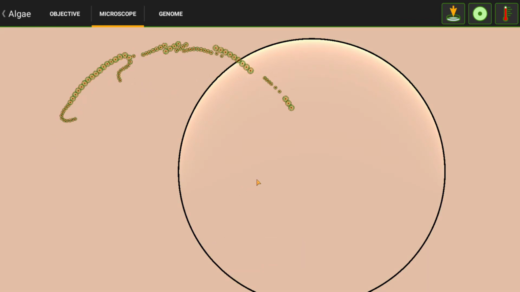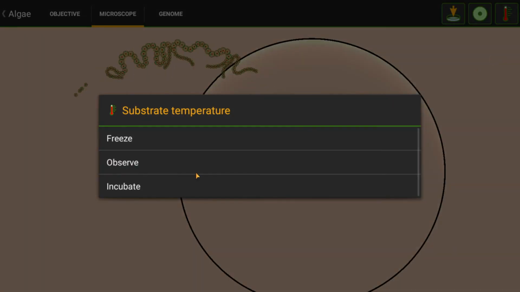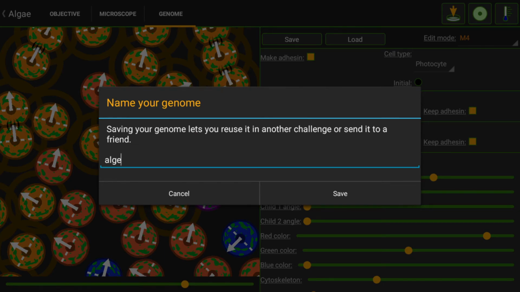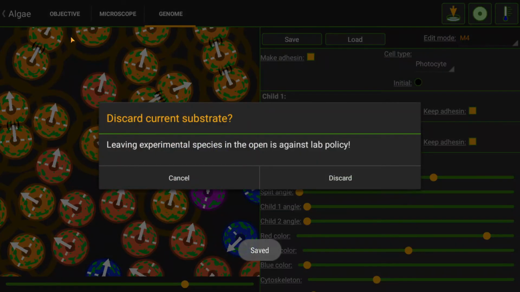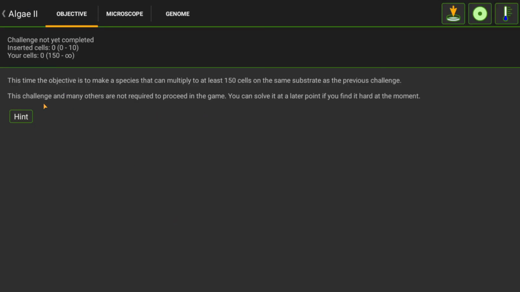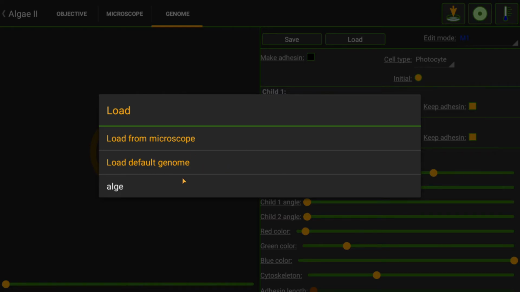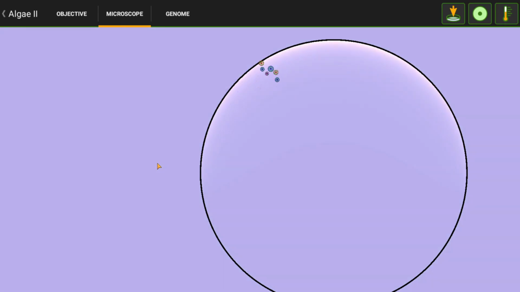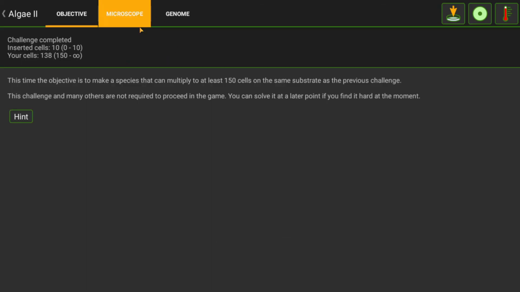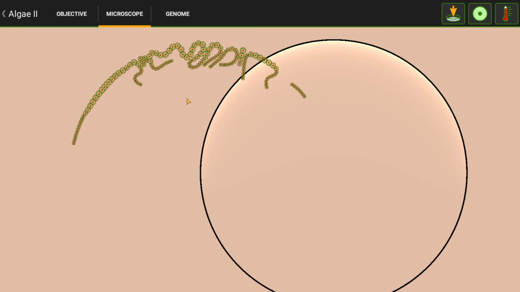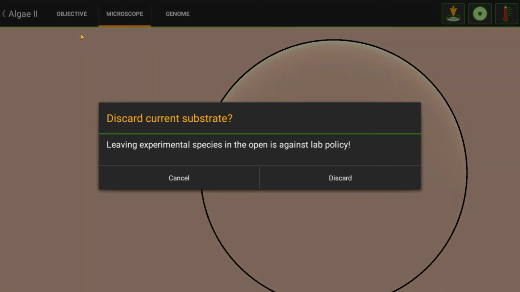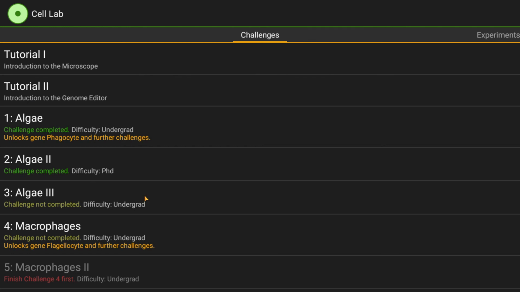After activating incubate, we successfully completed the algae challenge. Here I save my genome for the cell, so I can use it later if I need it. Here I go to algae 2. I did not go for the tutorial, by the way. These challenges are sort of optional. This one is get your cells to 150. And on this one, I'm pretty sure I literally just placed the same exact cell that I used last time, and it worked.